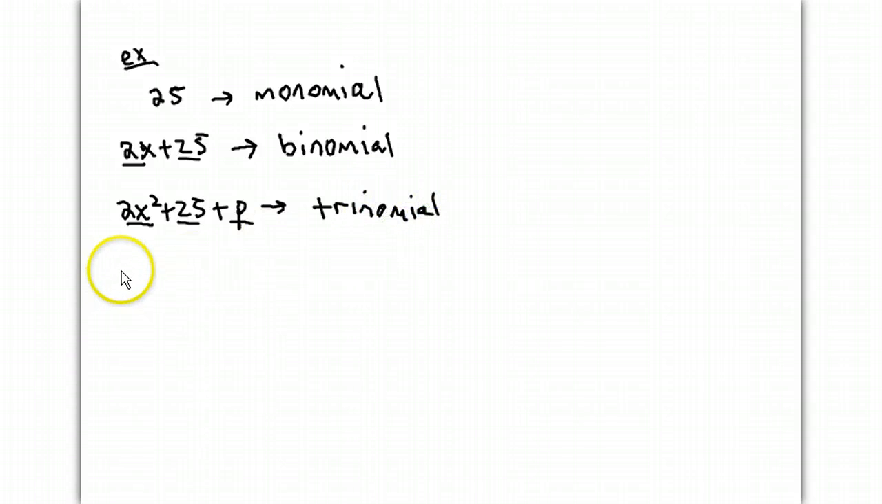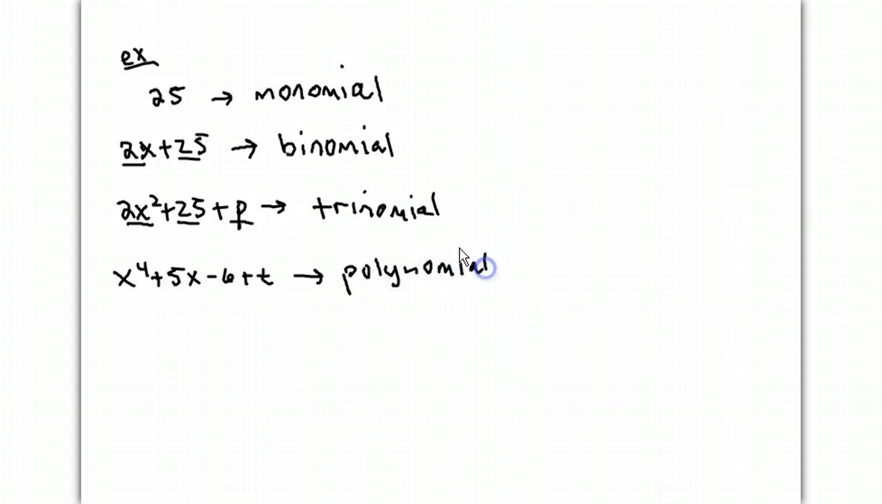And anything past that, so if I was to have x to the fourth plus 5x minus 6 plus t, everything after trinomial, you just call it a polynomial. So this is not a particular one, it's just a polynomial, which all of them are polynomials, but the first one is monomial, binomial, trinomial, and everything after that you would just call polynomial because it doesn't have a name.